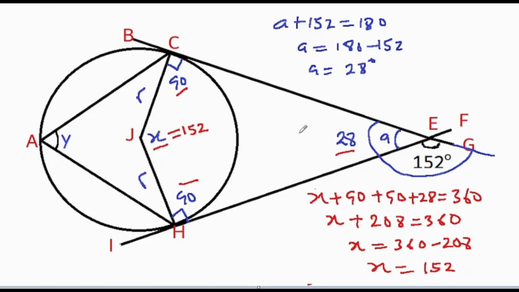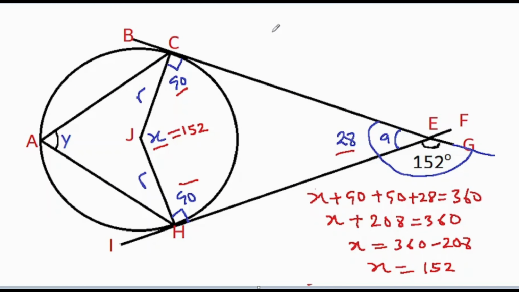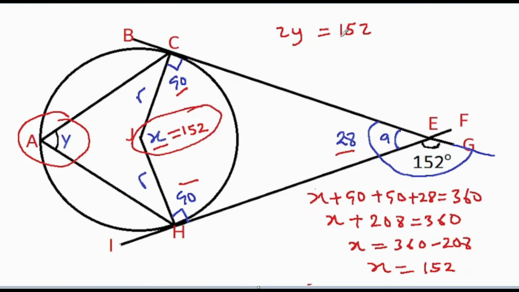That is actually the angle at the center. So considering the theorem we're considering in this video, twice the angle at the circumference is the angle at the center. The angle at the circumference is y. So 2y is the angle at the center, which is 152. Divide both sides by 2: y is 152 divided by 2, and that's going to give us 76 degrees.